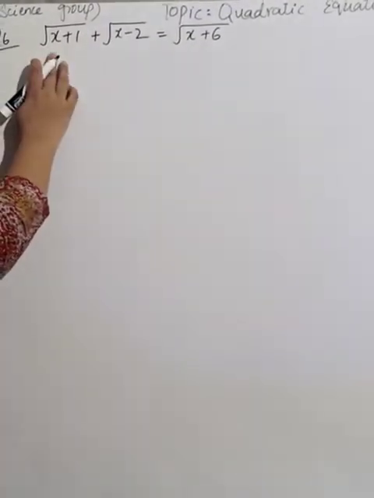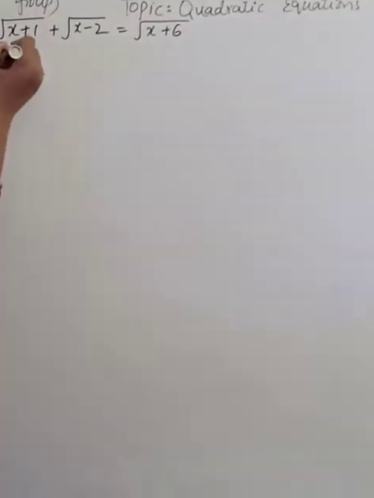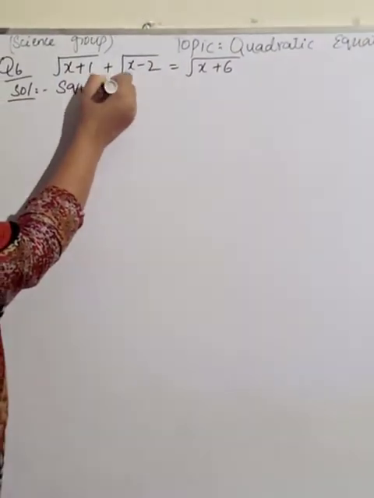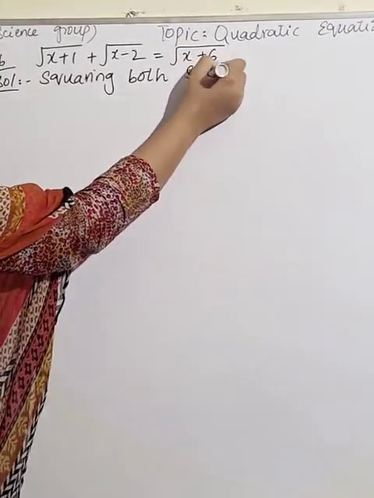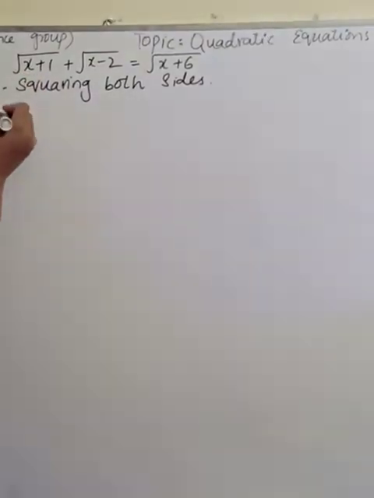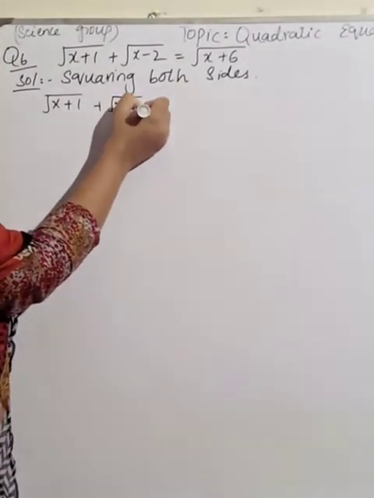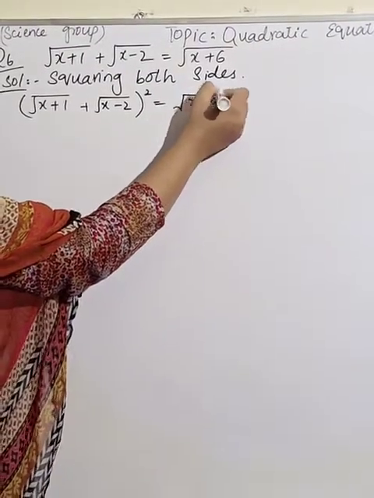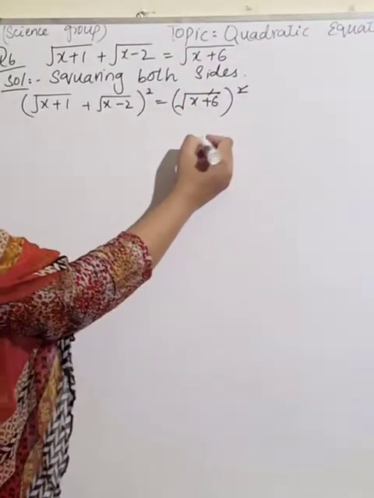So coming to question number 6 here, we have square root of x plus 1 plus square root of x minus 2 is equal to square root of x plus 6, right? Starting here by taking the square on both sides. Squaring both sides will give us what? It's (square root of x plus 1 plus square root of x minus 2) whole square, that is equal to (square root of x plus 6) whole square. Taking the square and root cancel because this is the only one term there.